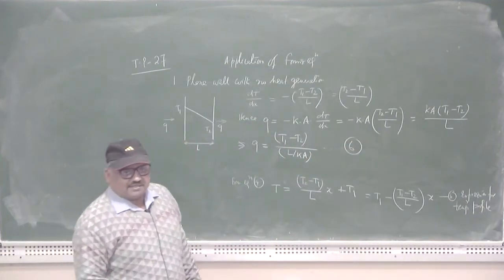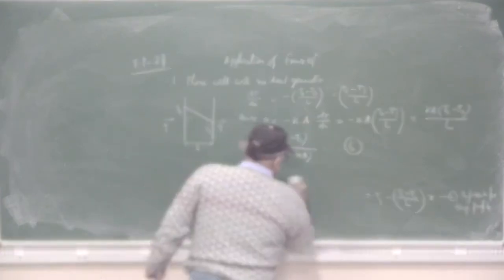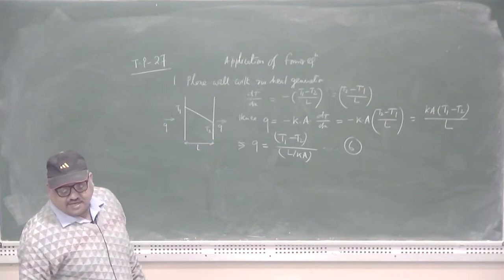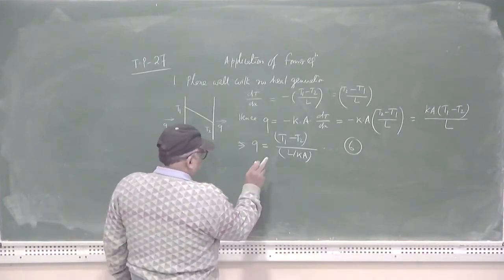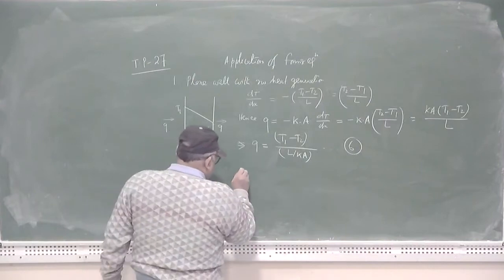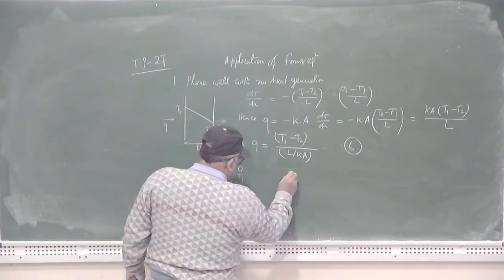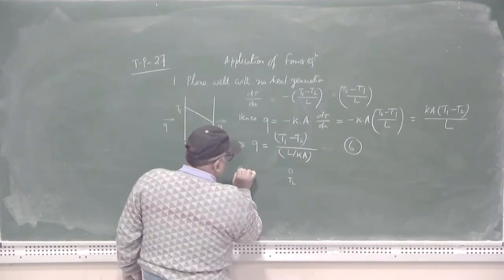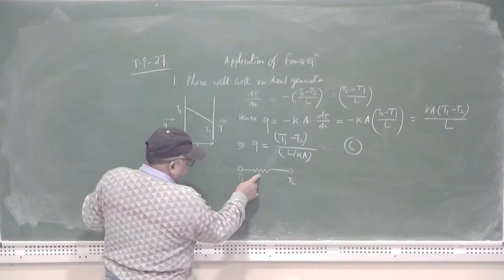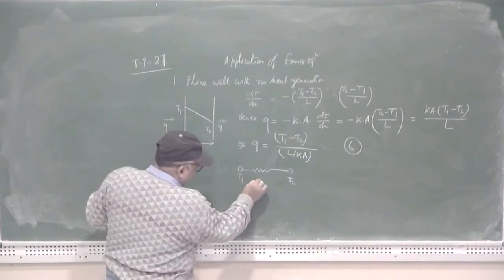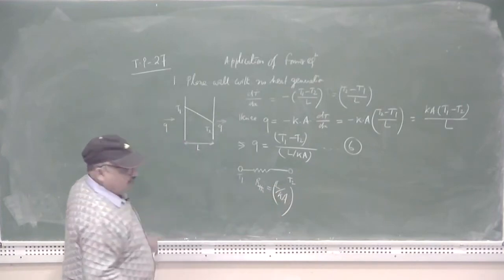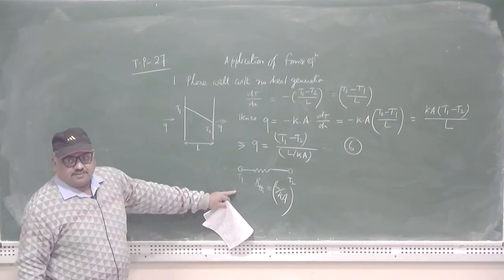Now, equation number 6, when you start comparing with the electrical circuit, in terms of the electrical circuit its electrical analog can be arrived at. Let us suppose this end is the T1 temperature, this end is the T2 temperature. In order for the heat energy to flow from a higher temperature to a lower temperature, from T1 to T2, it must pass through a resistance that is called the thermal resistance, that is L upon KA, is it not? From where has this arrived?